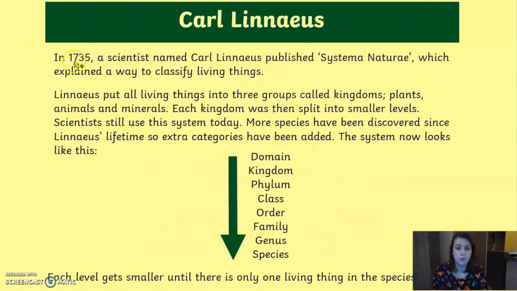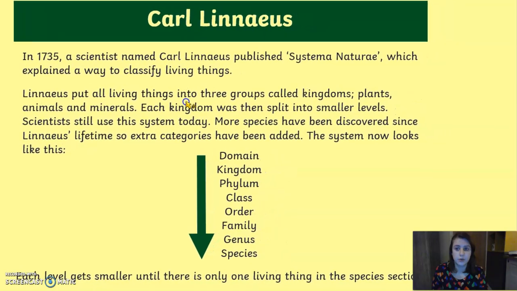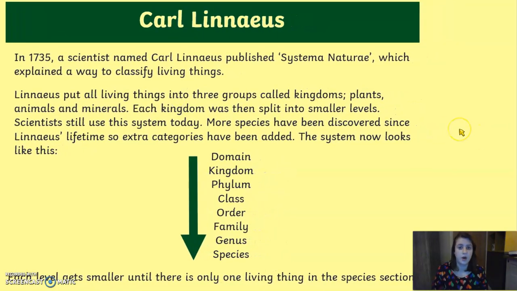So what we are looking at is all to do with a man called Carl Linnaeus. And in 1735 he was a scientist and he published something called Systema Naturae, which explained a way to classify living things. So he put all living things into 3 groups called kingdoms. So you had the plant kingdom, the animal kingdom, and the mineral kingdom. And we looked a little bit at the animal kingdom yesterday.